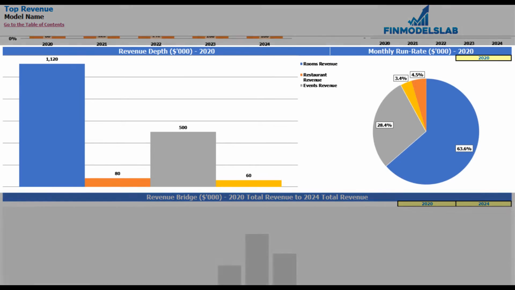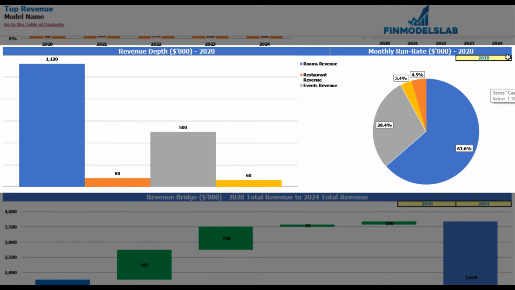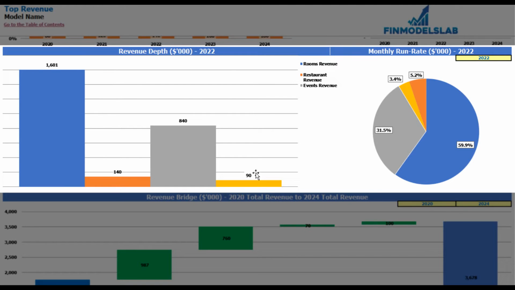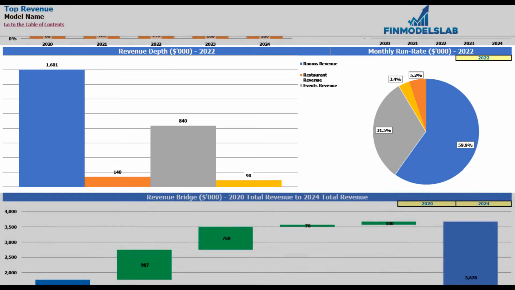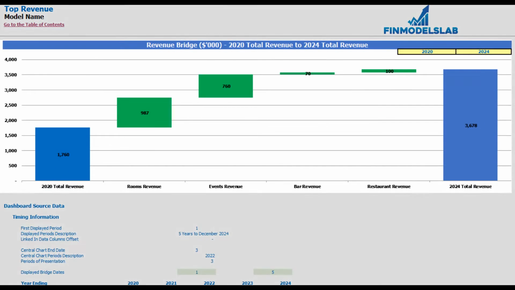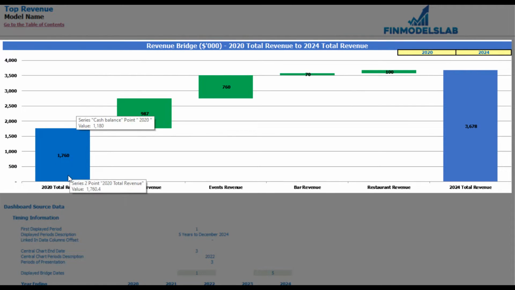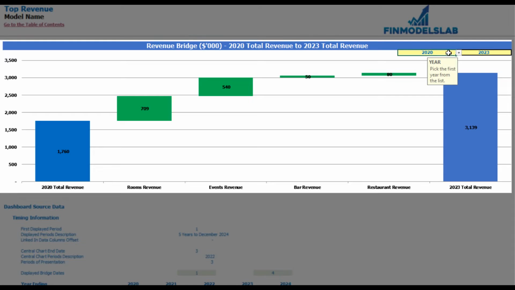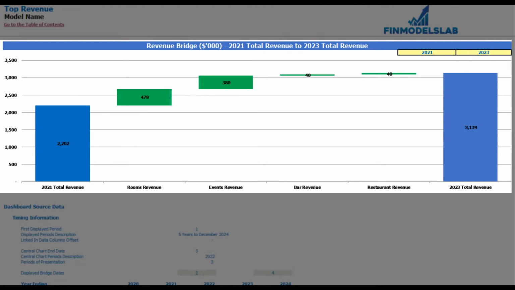On the revenue depth and monthly run rate charts, you may see the detailed year, which you can change here. You can see the absolute values and percentage allocation of your revenue streams. On the revenue bridge, you may see the main drivers of your revenue growth between 2 years. The years are changeable also, so you can set up starting from 2021 to 2023.